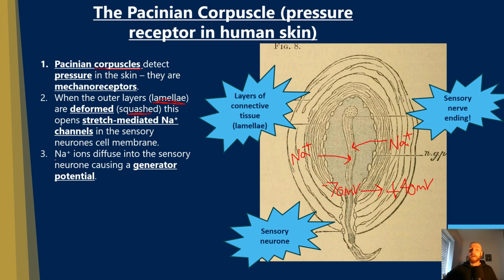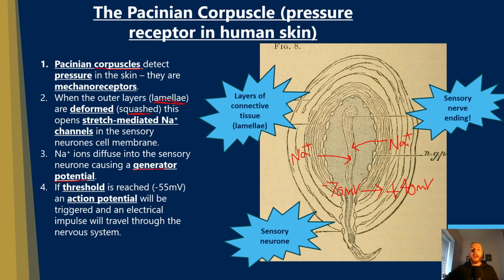Now, number three, the sodium ions diffuse into the sensory neuron, and this is going to cause a generator potential. And if the threshold is reached, which is minus 55 millivolts, an action potential will be triggered and an electrical impulse will travel through the nervous system. And we can see here, we've got the sensory neuron, that's going to carry the electrical impulse to the nervous system, to the brain and spine.